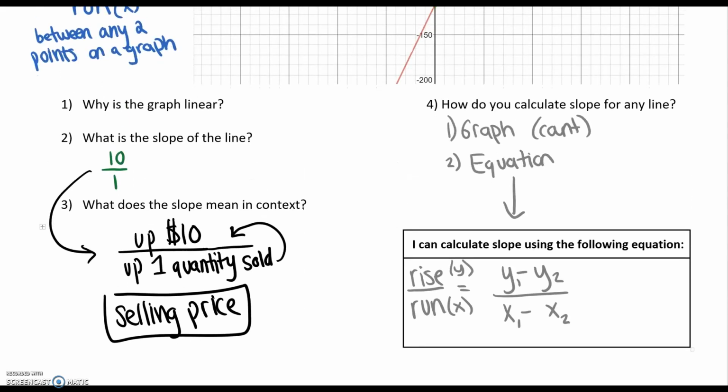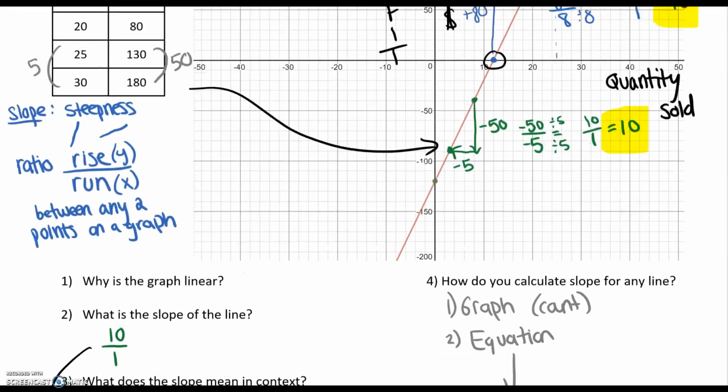So that's how you measure the slope. It'll help tell you the steepness of the line, which in context tells you a lot about your business.